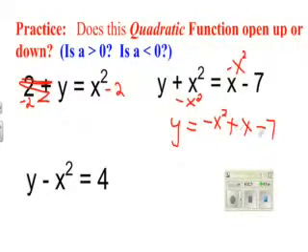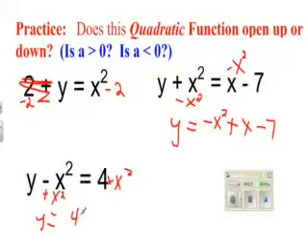It's a complete rewrite here. On this one, we'd have to add the x squared to both sides to get y alone. And when we do that, you can see it is positive x squared. That's a plus. So rewriting, we would have y equals 4 plus x squared, or x squared plus 4. Let's write it in standard form. And yes, this will open up because the coefficient is 1, and it's positive.